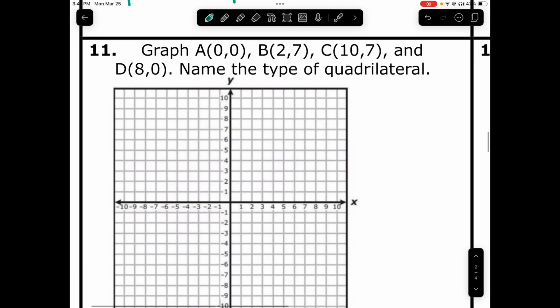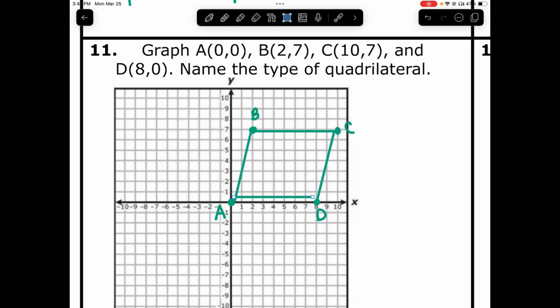Number 11, graph ABCD and name the type of quadrilateral. A is here at 0, 0. B is at 2, 7. C is at 10, 7. And D is at 8, 0. Okay, so it looks as though this could be a parallelogram or a rhombus. So let's see if we can figure out which one it is.